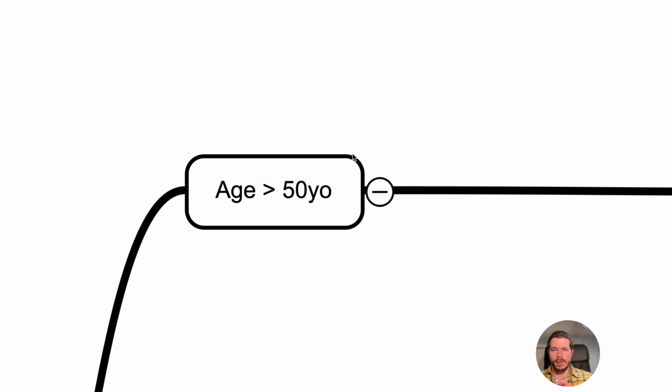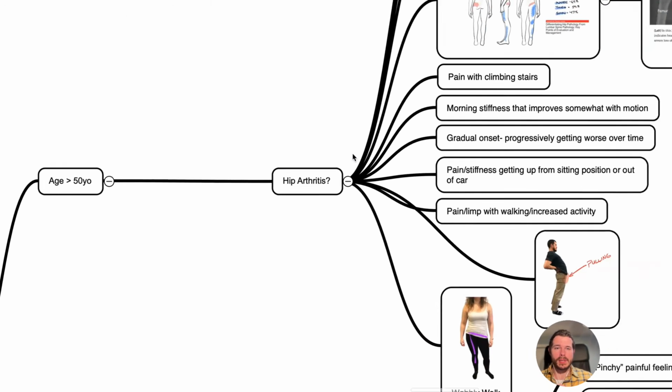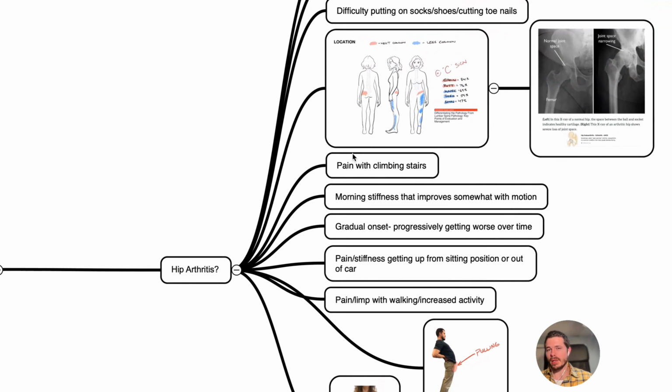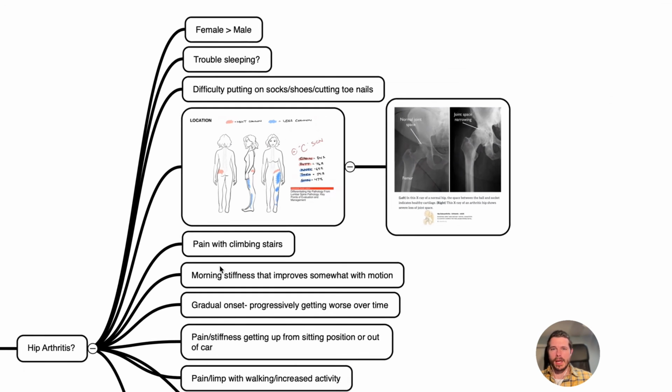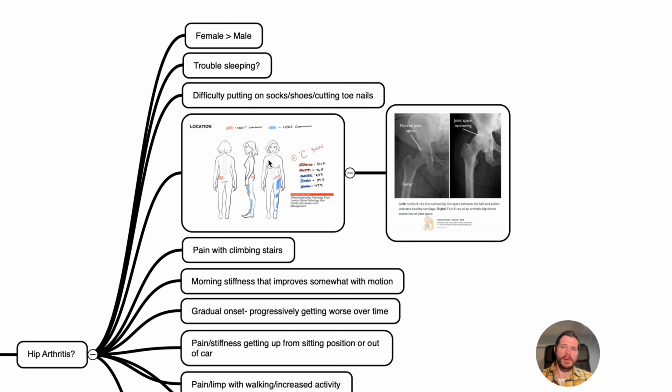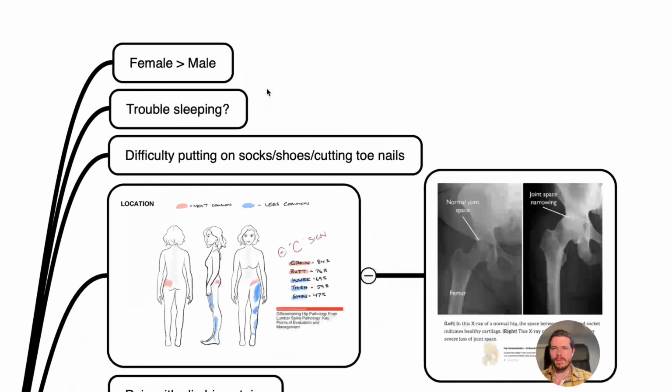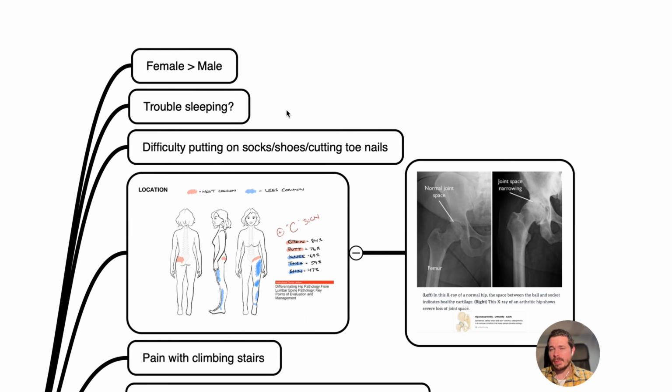Well, if you're greater than 50 years old, the most likely cause, no back pain, just buttock pain alone, would be hip arthritis, hip osteoarthritis. And each of these things I'm about to list off, for every check mark that you put next to these things I'm about to share, the probability goes up. So, female greater than male. Do you have trouble sleeping? Not always, but generally as things progress, sleeping becomes not as good. Do you have difficulty putting on socks, shoes, cutting toenails? Positive toenail test, we'll call it.